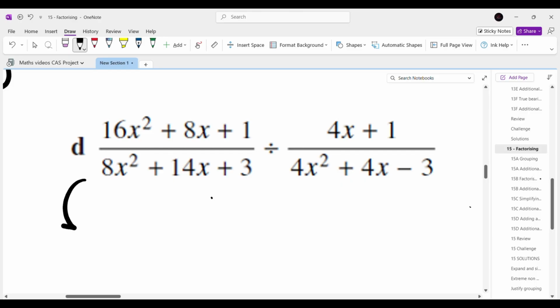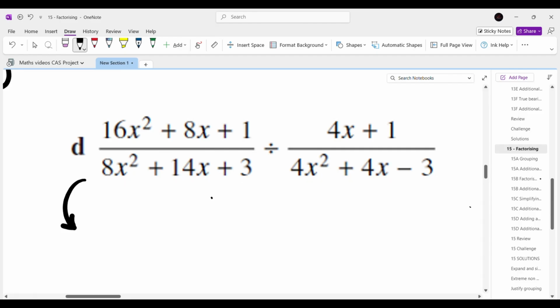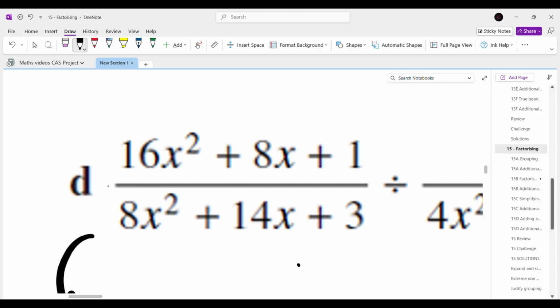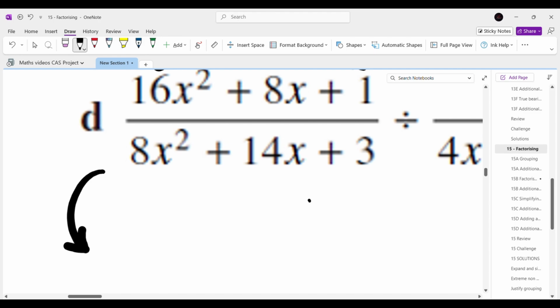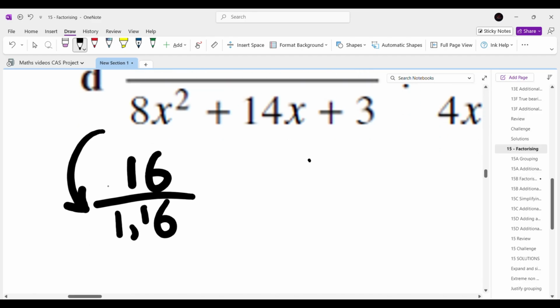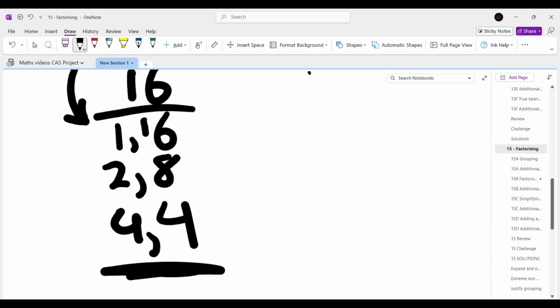What we can do here is simplify these two quadratics and this one as well. We'll start with 16x squared plus 8x plus 1. We're looking for numbers that multiply to give us 16, because 16 times 1 is 16, and that add to get 8. So 16 has factors 1 and 16, 2 and 8, 4 and 4, and look, this is our solution right here.